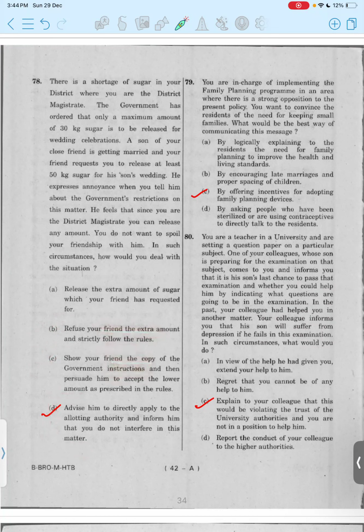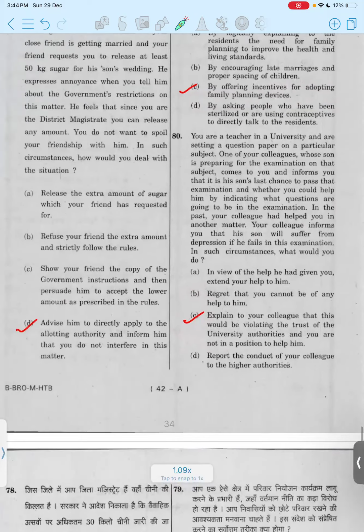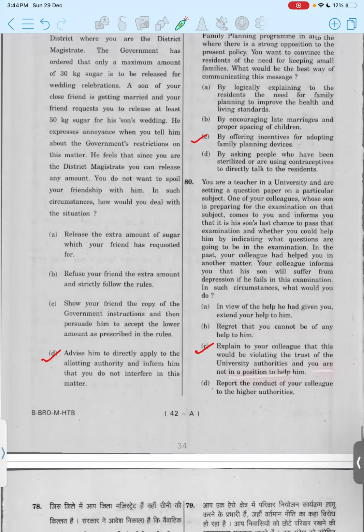Then in 79, either it is A or C. So by offering incentives for adopting family planning devices, I felt this is more appropriate. You will offer incentives and people might agree with the ideas. Here it is just based on logically explaining. So there are fewer chances. That's why I opted for option C. In 80, it is either B or C. So here in this, explain to your colleague that this would be violating the trust of the university authorities and you are not in a position to help him.